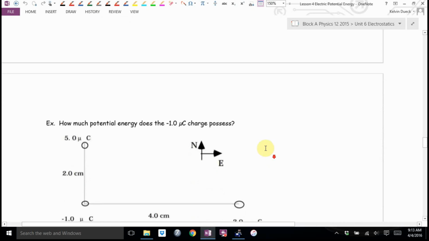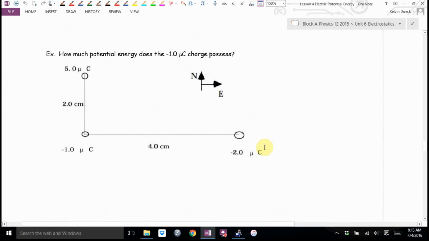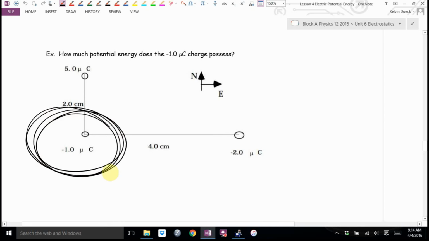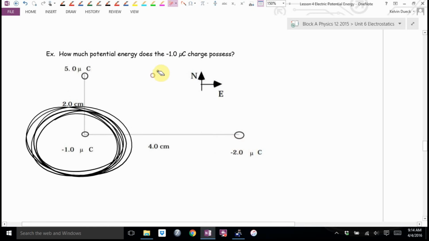Couple more, we're done. One more, we're done. Example 3 or 4, I forgot to number it. How much potential energy does this charge right here possess? I can't remember if it was Colin or someone else, one of you was always saying, well, Mr. Dewick, don't I have to take these two into account? No, I'm telling you, ignore how those two are affecting each other. I just want to know how this is affecting this, how this is affecting this.